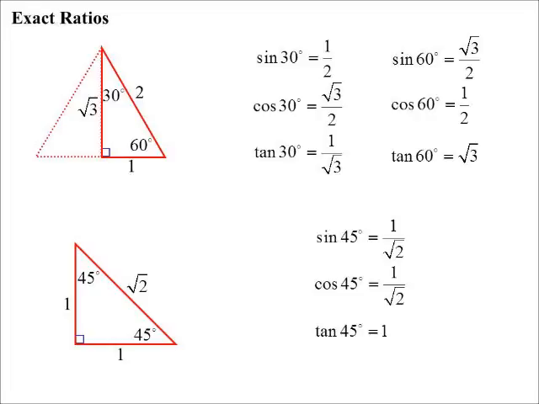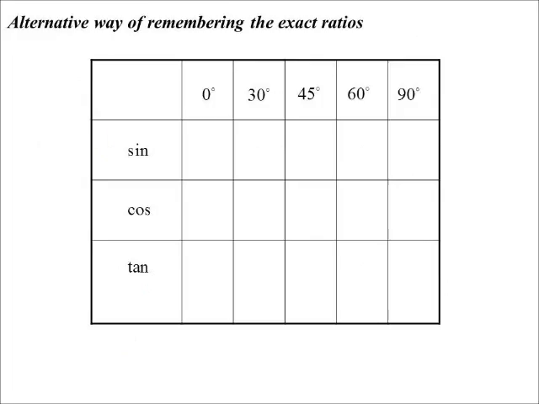Sine 45 is 1 on root 2. So is cos 45, because 45 and 45 equal 90, that's right, very good. And tan 45 is just 1. There is another way of remembering them.